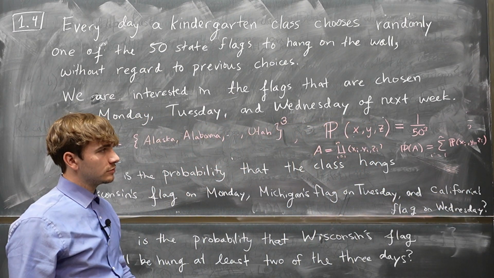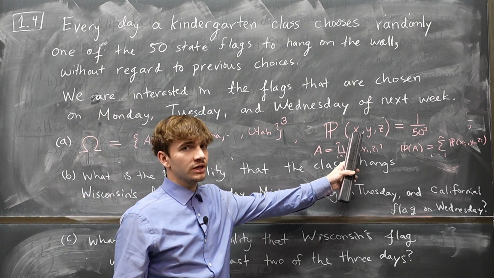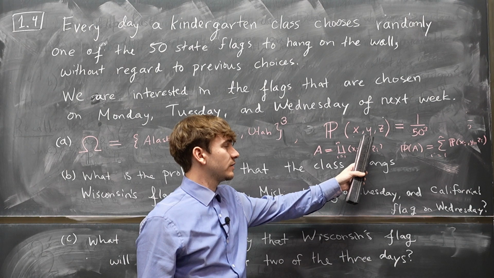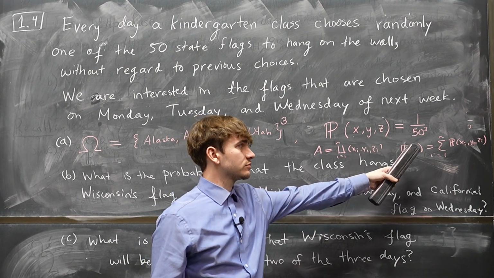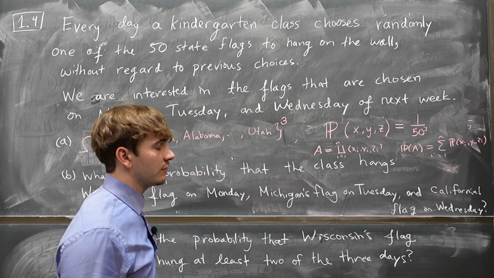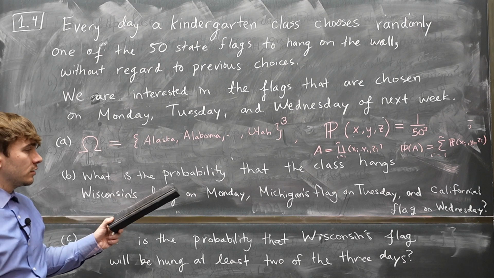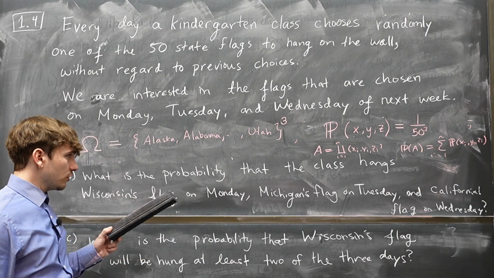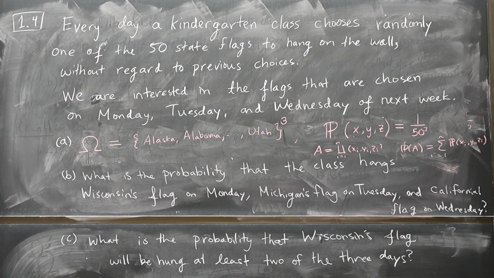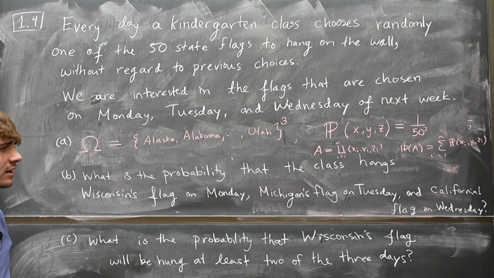All right, so I'm basically going in circles, overly complicating this, but really what I wanted to say was that the probability of a single outcome is 1 over 50 cubed, and this is enough to specify the probability of any event happening. Okay, so now let's move on to part B. What is the probability that the class hangs Wisconsin's flag on Monday, Michigan's flag on Tuesday, and California's flag on Wednesday?